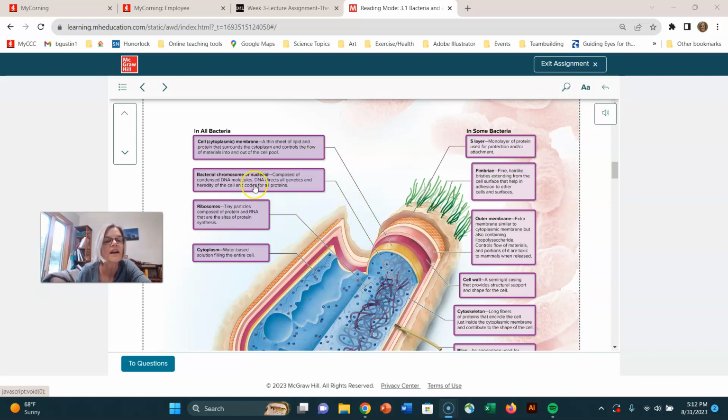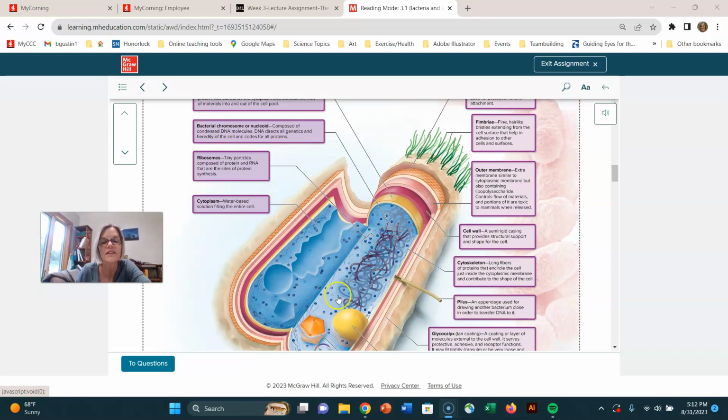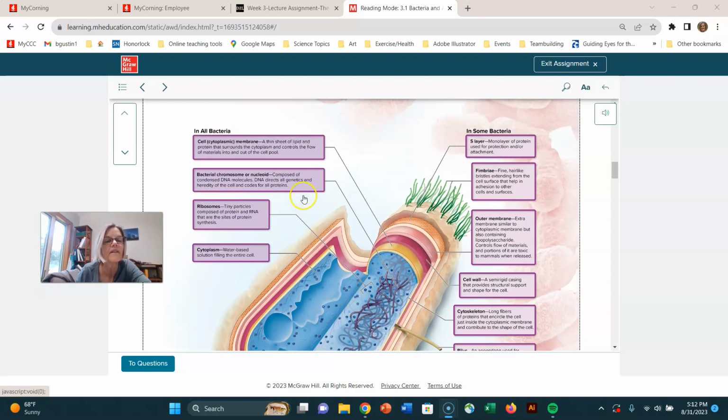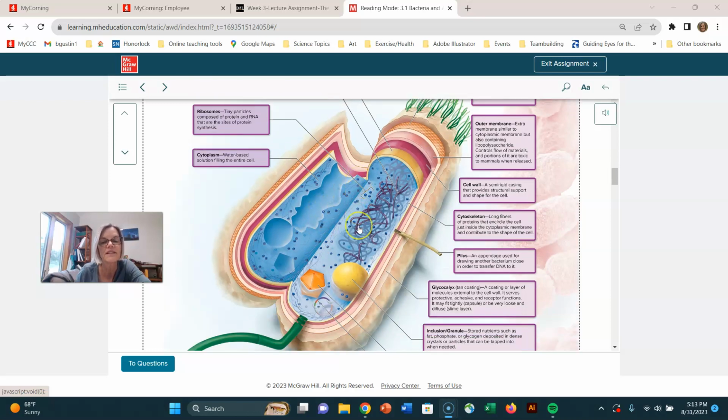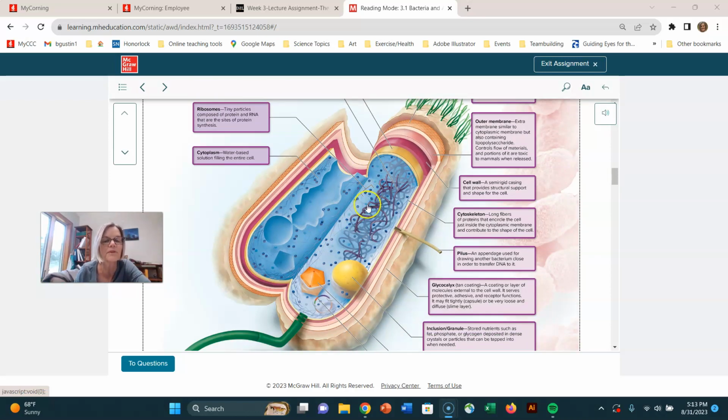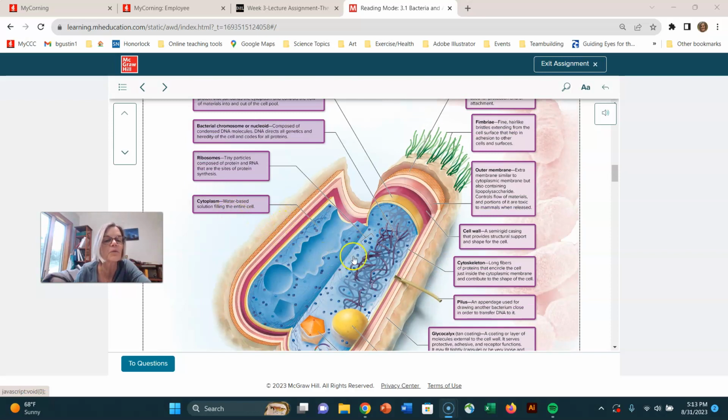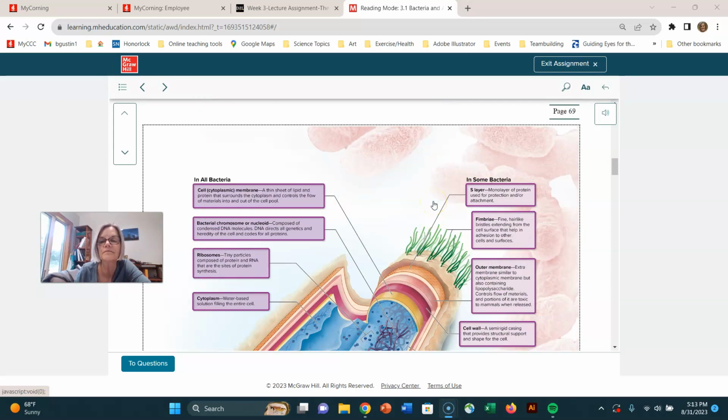Now we get in there, we're going to talk about the bacterial chromosome or nucleoid. You can see this big folded up piece of purple right there. Ribosomes: I think there are thousands of ribosomes inside a bacterial cell, all these little dots. You might remember they're the site of protein synthesis. We're going to talk about each one of these separately. The cytoplasm, the water-based interior of the cell.